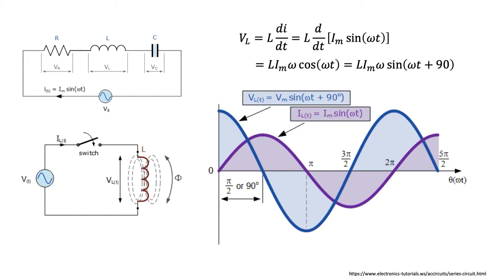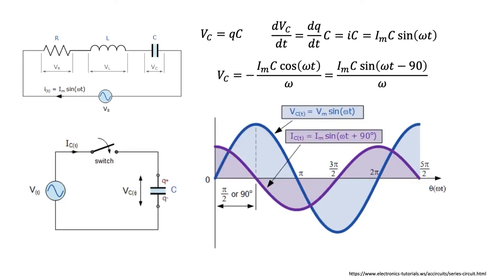Mathematically, the inductor voltage is proportional to the derivative of the current with respect to time. Thus, if the current is Im sine omega t, then taking its derivative will give us L Im omega cosine omega t. But cosine omega t is just sine omega t plus 90 degrees, as you very well know from trigonometry. Mathematically, this means that the inductor voltage is out of phase and ahead of the current by 90 degrees.